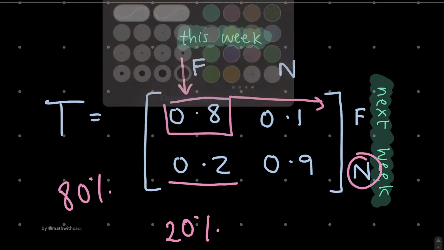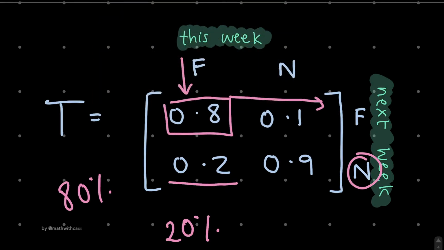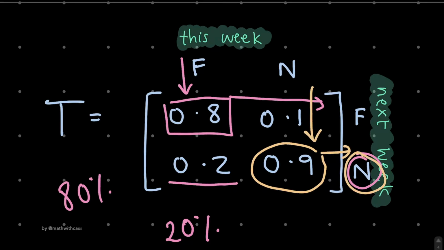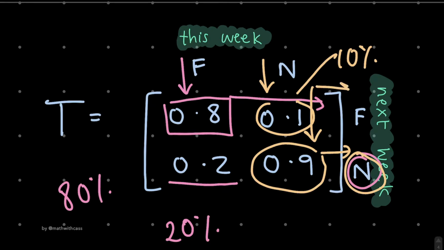And it's the same thing in the next column over. What we're just looking at here is non-fiction. So people that borrow non-fiction this week, 90% are going to borrow non-fiction next week. And then 0.1, that relates to 10% here. And that says non-fiction this week, 10% are borrowing fiction next week. So they're doing the opposite. So that's what all these elements in this transition matrix here relate to.